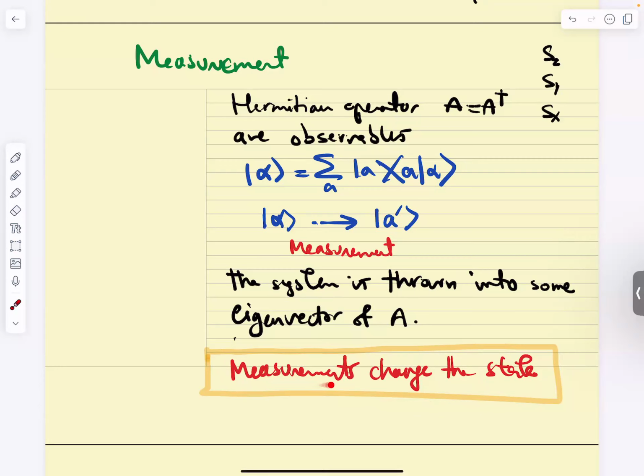Or you could say the measurement changes the state. Do you know why it's the eigenket? Anyone can guess based on the Stern-Gerlach that we've seen so far? Why is it the eigenket? That is required by just the things that we've said.